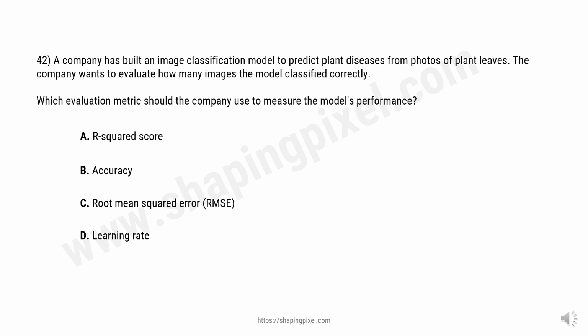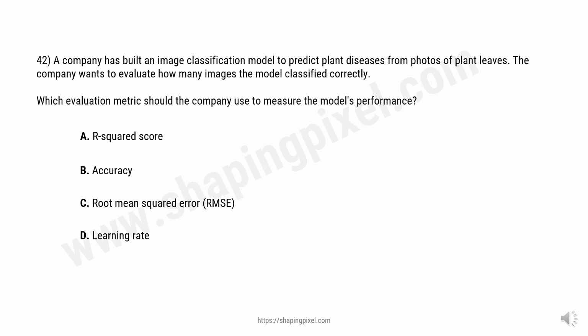Question number 42. A company has built an image classification model to predict plant diseases from photos of plant leaves. The company wants to evaluate how many images the model classified correctly. Which evaluation metric should the company use to measure the model's performance?